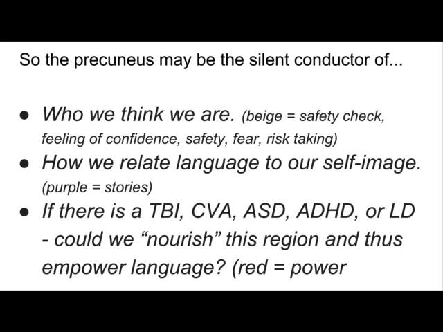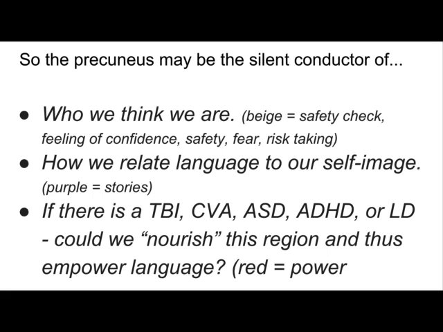The second stage in Spiral Dynamics is purple. That's where the stories were, the tribes were telling stories. But in this stage, we're talking about how we relate language to our self-image. So in other words, as I said in the experiment, the words that you're choosing. And again, these are obviously operating when the precuneus figures out who you are and, in terms of planning, what you should do. Now, if there's a traumatic brain injury, a stroke, autism spectrum disorder, ADHD, or learning disability, and I'll talk about people who don't have any kind of disability or disorder in a moment, but if we have those, could we nourish this region and thus empower language?